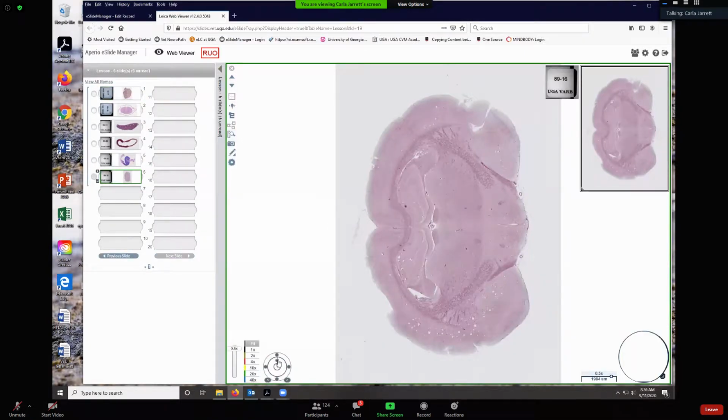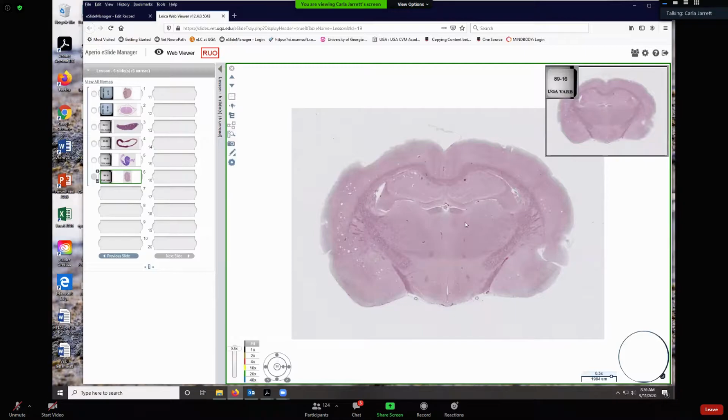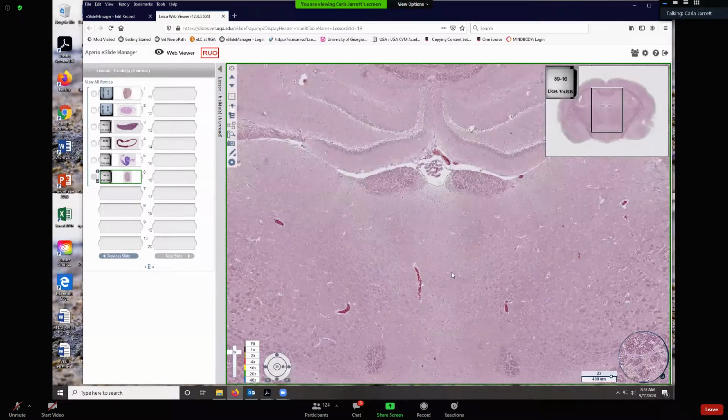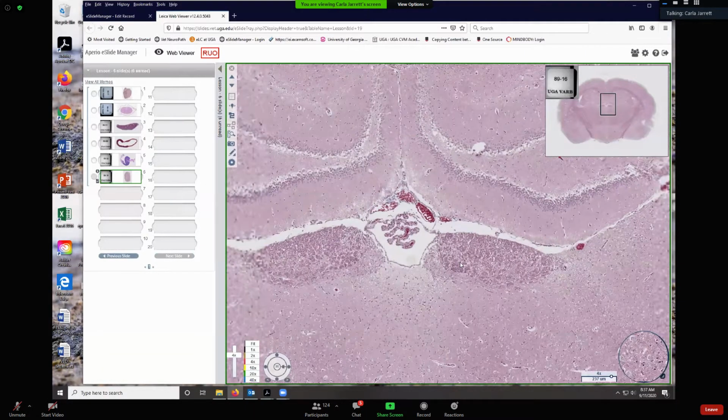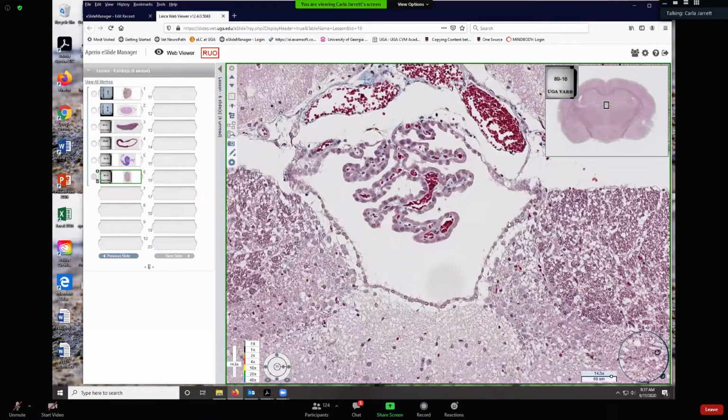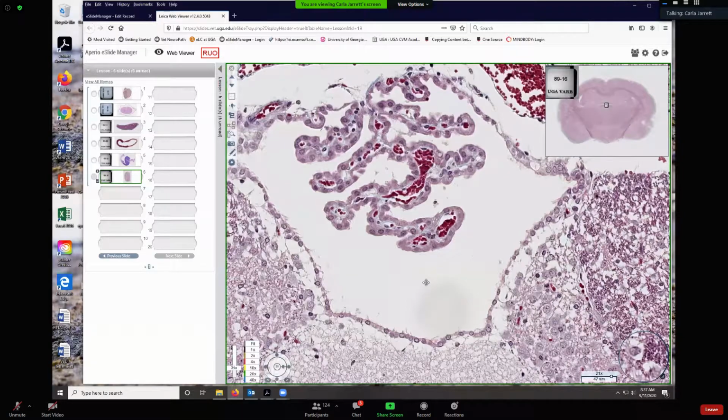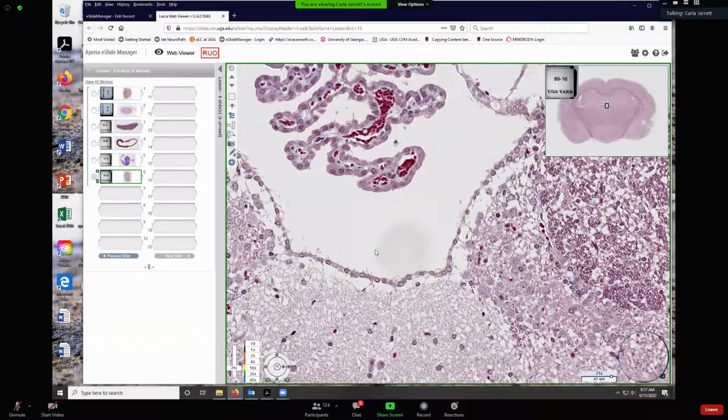Another type of glial cell is the ependymal cell. They line fluid-filled spaces. So this is the third ventricle, and here we have these ependymal cells lining that third ventricle. They help form a barrier between the underlying nervous tissue and this fluid-filled space where we have cerebral spinal fluid flowing. These ependymal cells are ciliated.